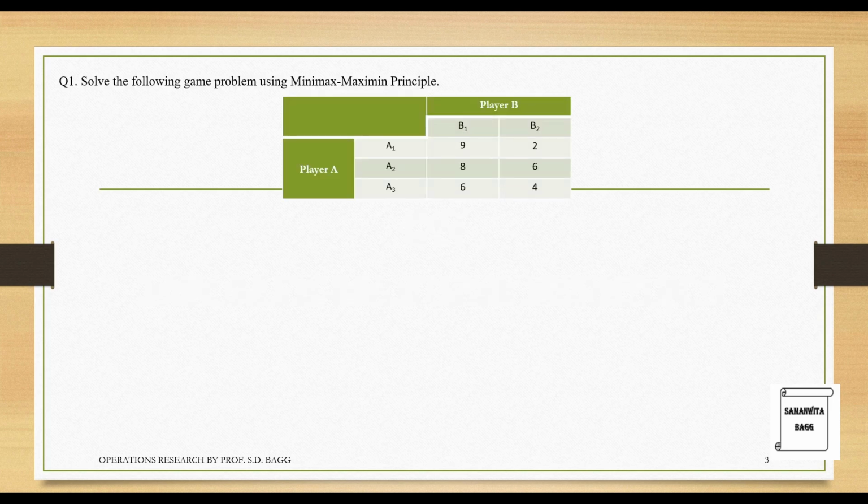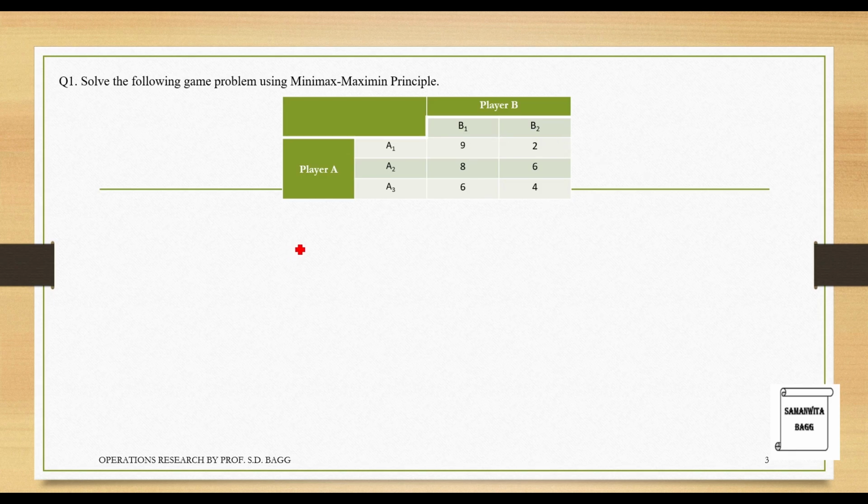Solve the following game problem using Minimax Maximin Principle. Here there are two players given, player A and B. Player A has three strategies, A1, A2, A3. Player B has two strategies, B1 and B2. And these are the various values given.